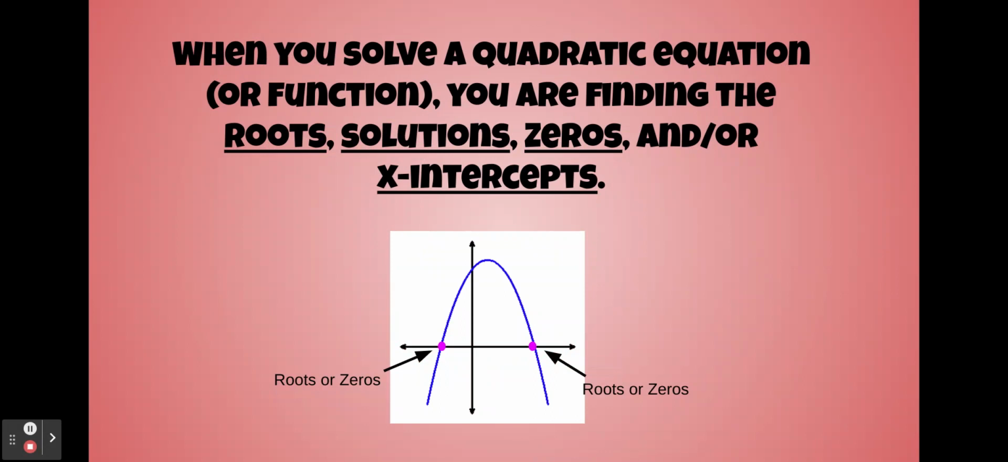When you solve a quadratic equation or function, you are finding the roots, the solutions, the zeros, and/or the x-intercepts. These 4 phrases all mean the same thing. So if we were to graph a quadratic equation, the places where it crosses the x-axis are the solutions. Whatever the x values at those points are called solutions, also known as roots, zeros, and x-intercepts.